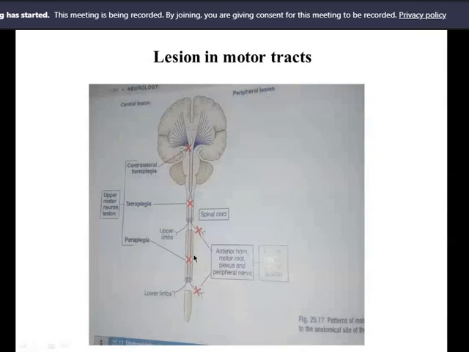L2, 3, 4. So if they are in the lumbar section, if it is cut, then only the legs will be affected, right? So that is called paraplegia. Here quadriplegia, here quadriplegia, here paraplegia, right? Am I clear? Yes, no? Yes or no? Yes, sir.